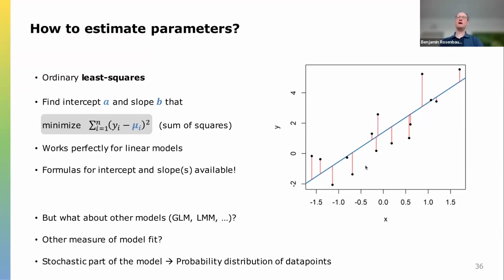Okay. But what about other types of models? So for instance, generalized linear models or linear mixed effects models, where the associations are a bit more complicated. And there, different measures of model fit might make more sense. And we can actually exploit the properties of the statistical model because we have an assumed distribution of the data points, right? So, or of the errors.